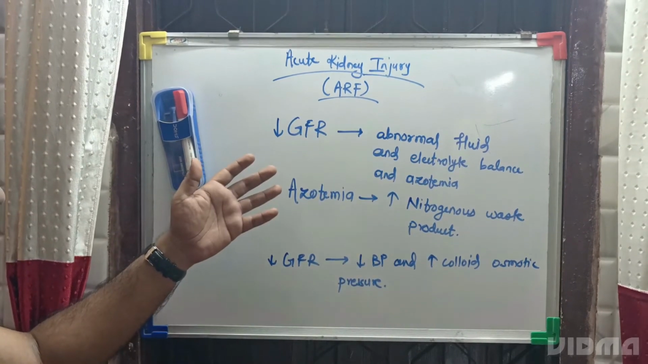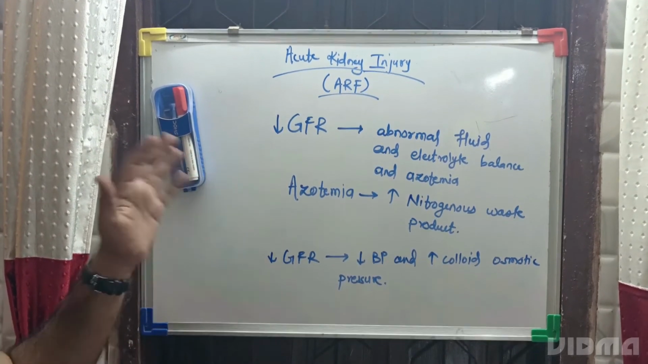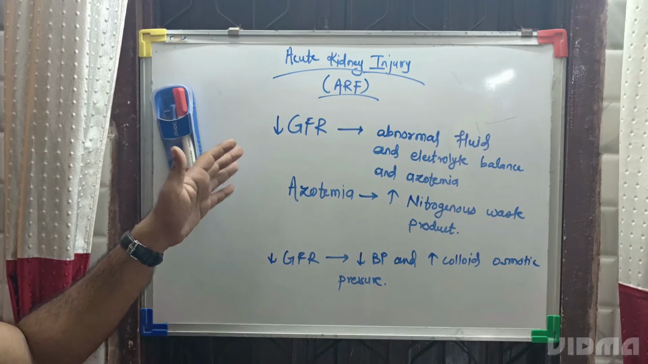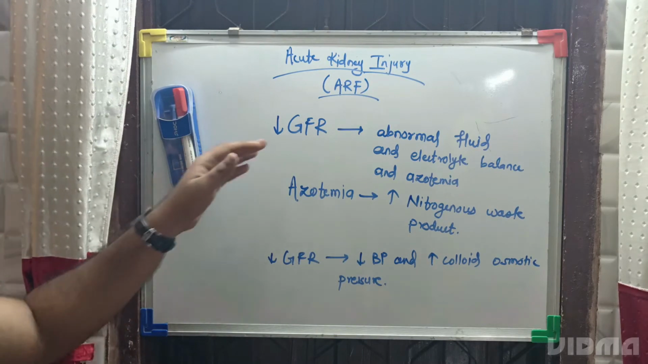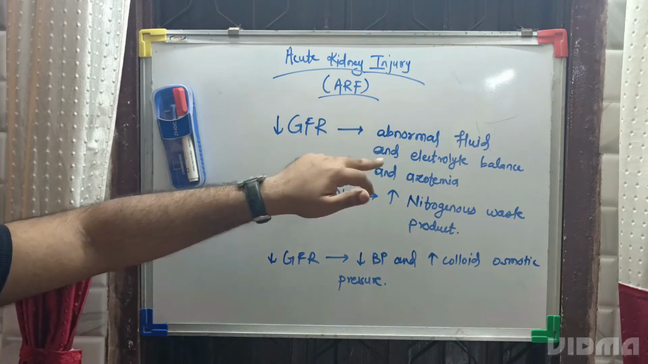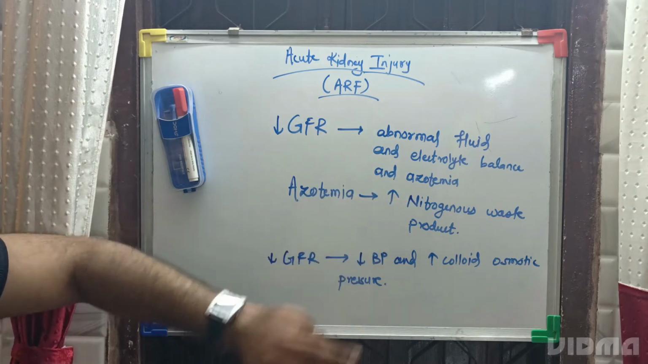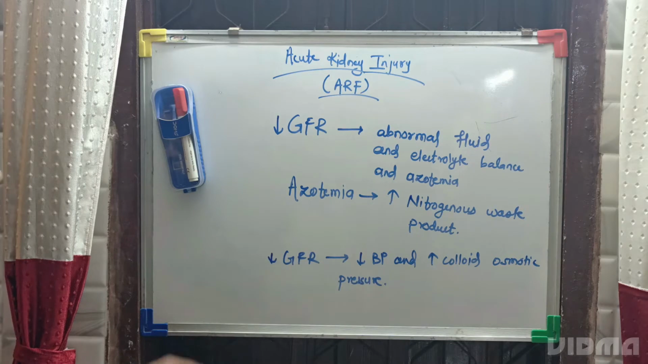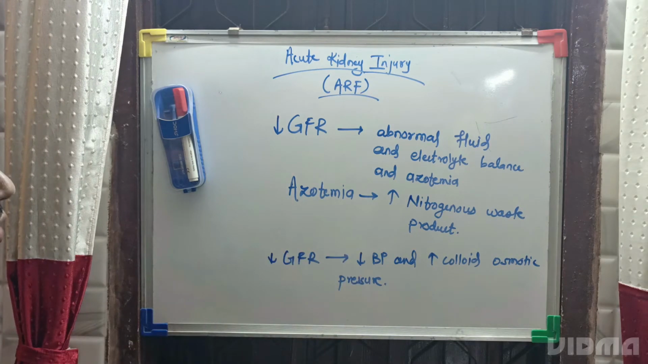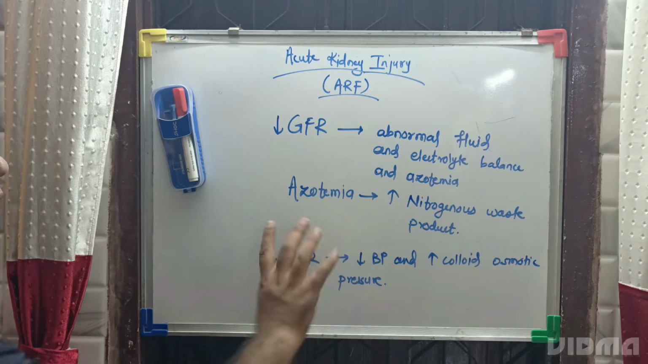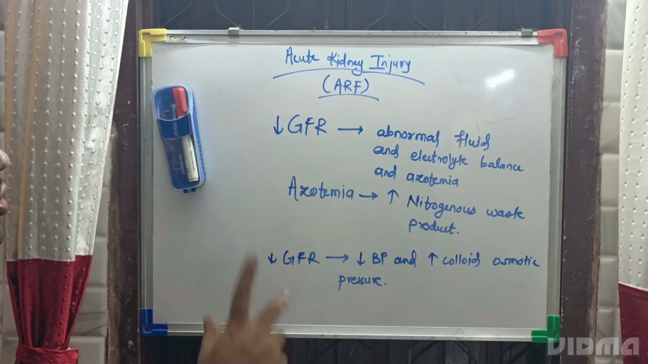Now we will focus on the GFR. If the glomerular filtration rate, which is also called GFR, is decreased, there is an abnormal fluid and electrolyte balance and azotemia. So what is azotemia? Azotemia is the increase in the nitrogenous waste product. Decreased GFR leads to a decrease in BP and an increase in the colloid osmotic pressure.